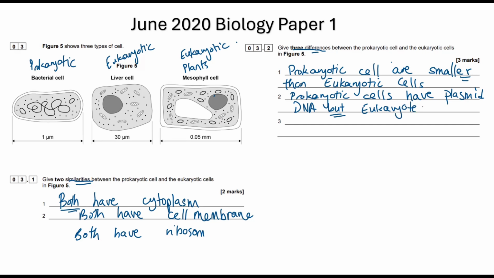It's a common thing, people forget to say eukaryotic cells do not. Common mistake that people do. And then you can say eukaryotic cells have a nucleus, but prokaryotes do not.